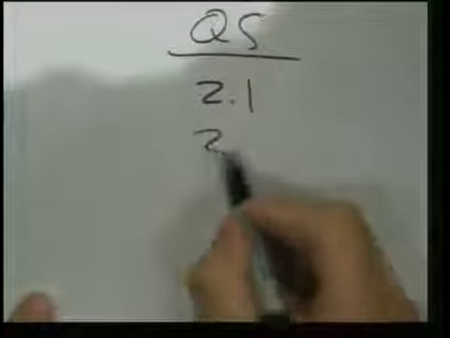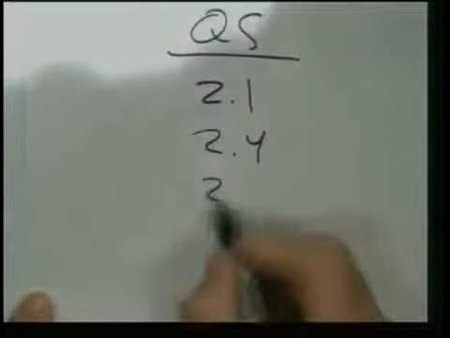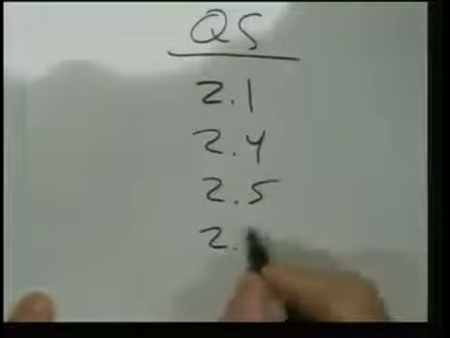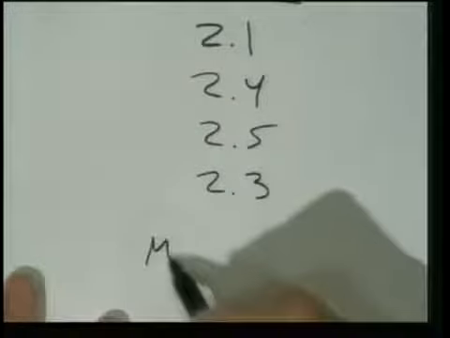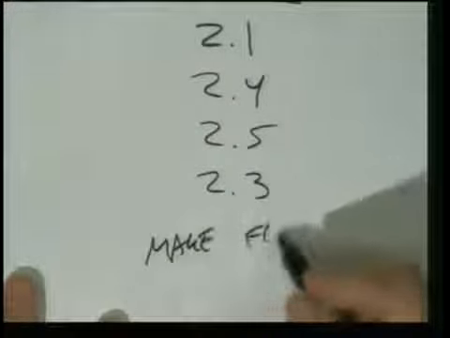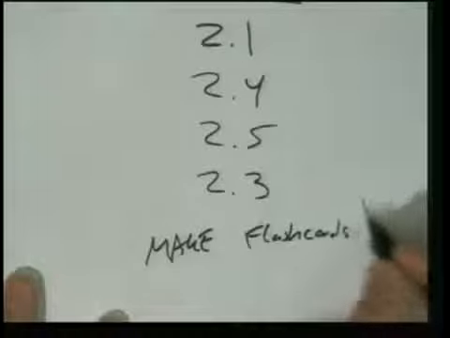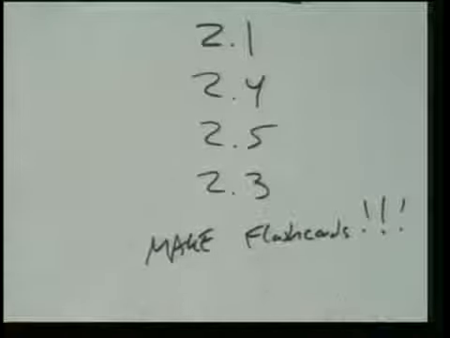All right? One last thing, and I will let you go, is let me give you your homework. Do them in this order, if you would. I want you to do Quick Study 2.1, 2.4, 2.5, 2.3. But more important than that, I want you to make flashcards. Okay? Are you with me?